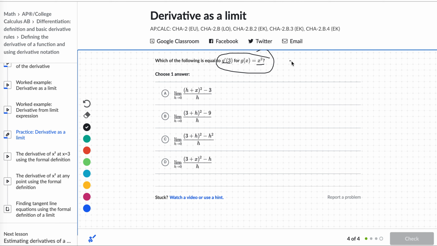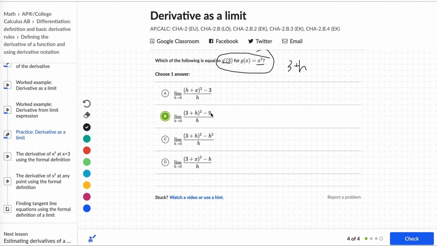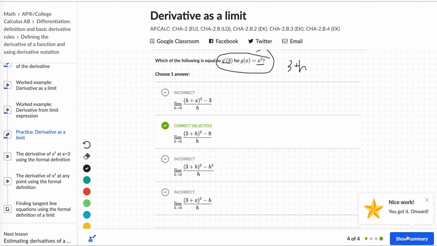So when we think of 3 plus a little bit, 3 plus h, it's pretty clear that that is going to be this one right here. And we're good. So hopefully that is helpful, and good luck on that homework.